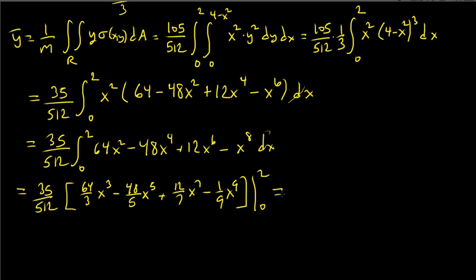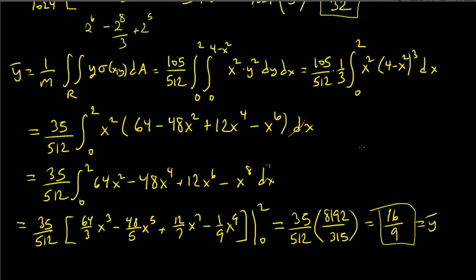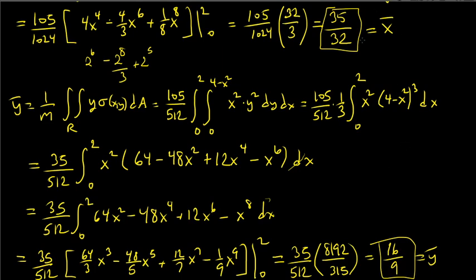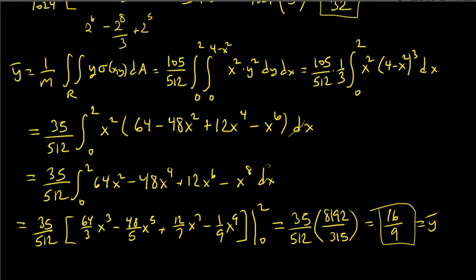Okay. Again, that's for my calculator to do. And I get 8192 over 315. Again, I hope that's right. So now when you multiply that times 35 over 512, I get 16 over 9. And that's y bar. Yeah, so x bar is just a hair above 1, and y bar is close, not quite 2, right? 1.7 something, 1.78.